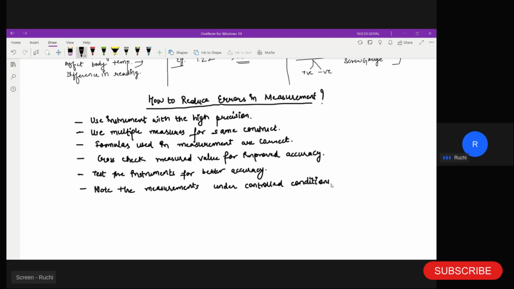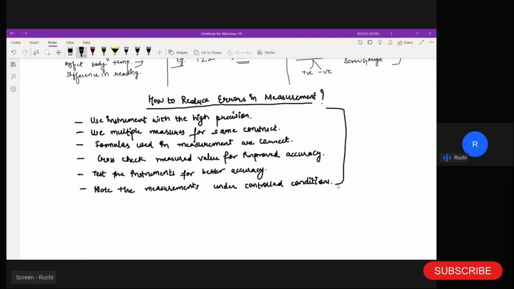So these are some points to reduce the errors in the measurement, that we should use the instrument with high precision, right? If we are not using the instrument with high precision, then what would happen? There are more chances of errors, right? Next is use multiple measures for the same construct. So we can use multiple measures for the same construct.